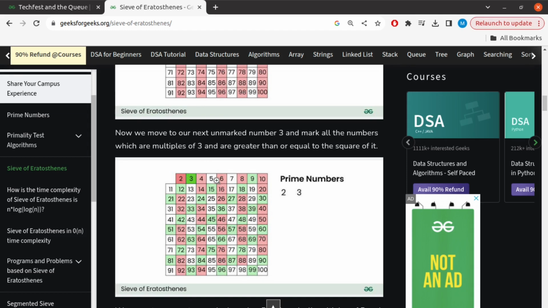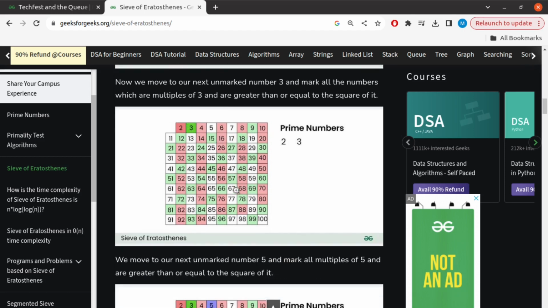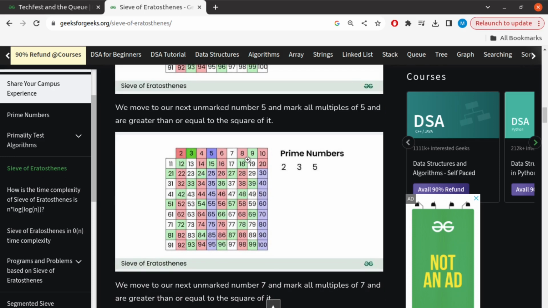So now my iterating counter is on 5. 5 is an uncolored item. So we are going to append 5 into the list of prime numbers. Okay, so now the list of prime numbers contains 2, 3 and 5, and we are going to color all the multiples of 5 by a certain color. Okay, so we will do so, and this will be the result.